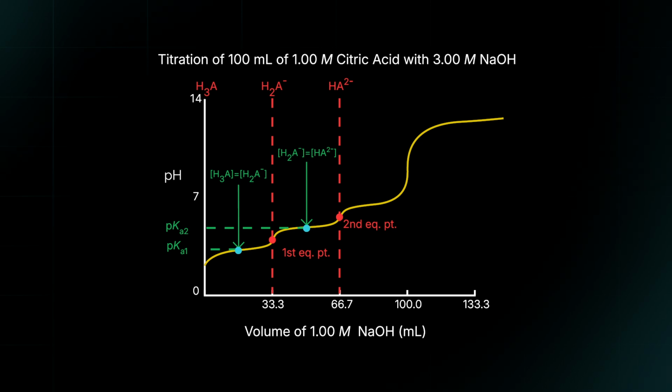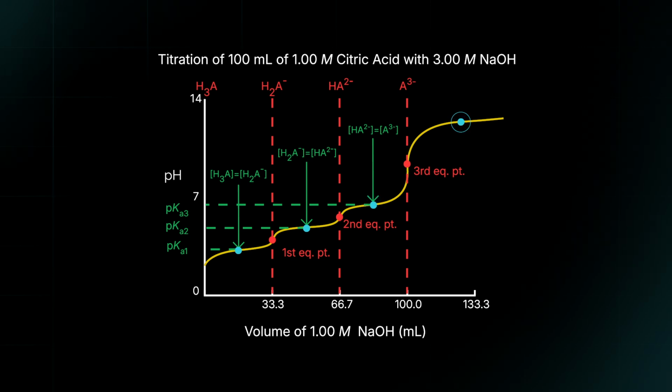Finally, in the third segment, the last proton is removed. Additional base converts HA2- to A3-. This stage concludes at the third equivalence point, where all HA2- has been titrated. As with the previous stages, the half equivalence point occurs when equal amounts of HA2- and A3- exist, and the pH at this point corresponds to the third pKa of citric acid.